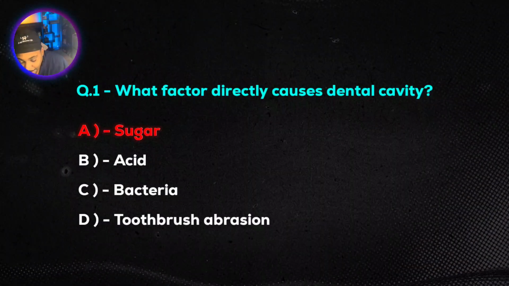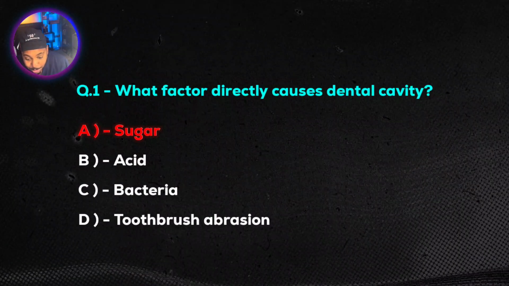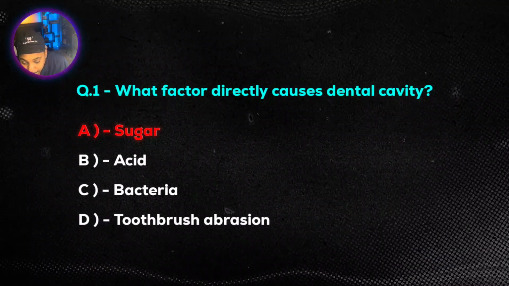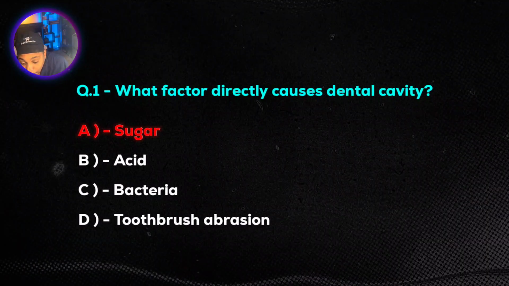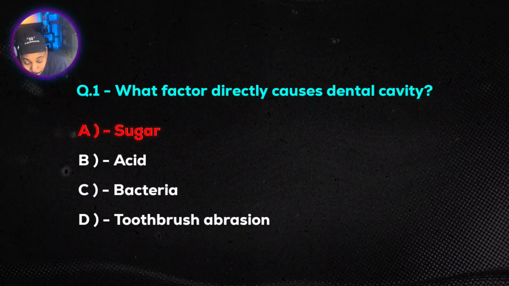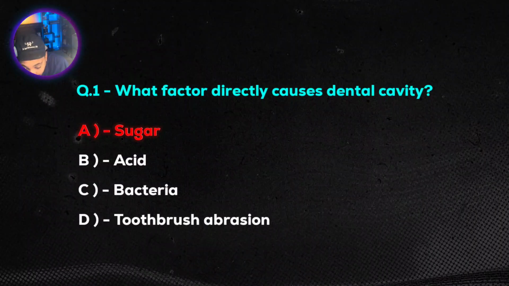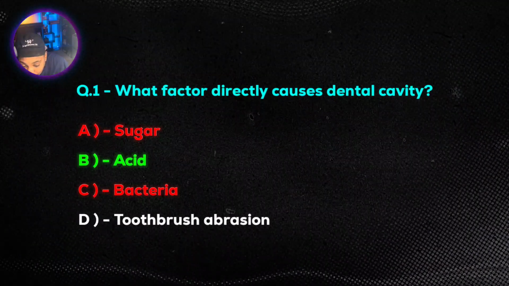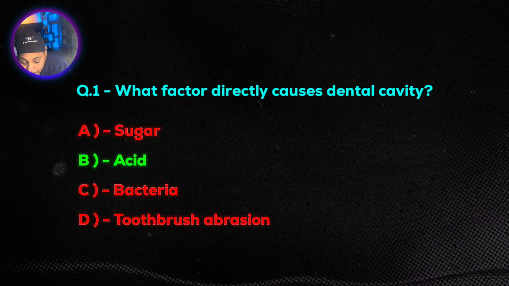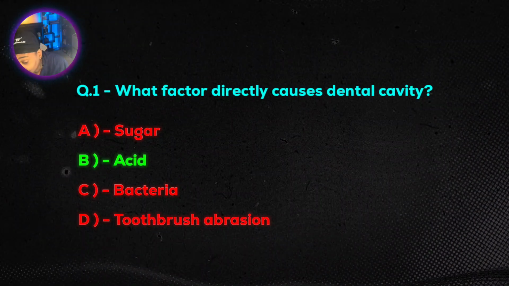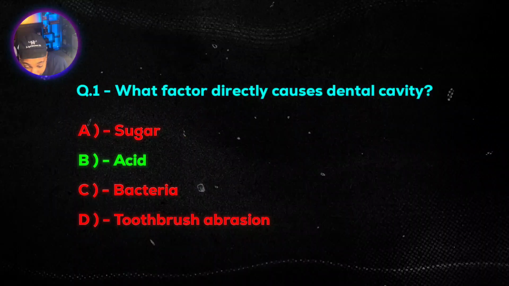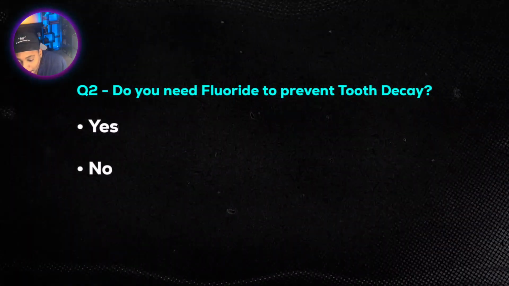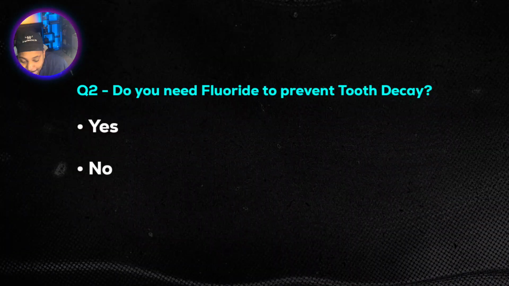We see sugar as an answer choice. We already know that sugar can lead to cavity formation, but I don't know if sugar is directly going to cause it, because if you have sugar and no acid, you don't have a cavity. Acid directly causes it. Bacteria produces the acid from eating the sugar. Toothbrush abrasion, I mean, you'd have to have some really serious toothbrush abrasion to cause a cavity, so this is pretty far out there.